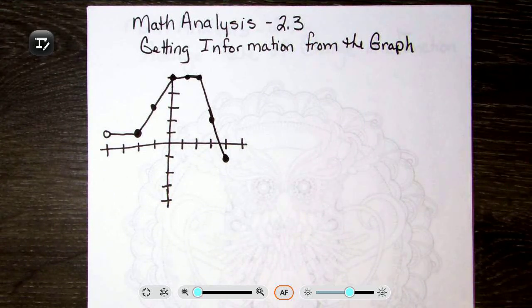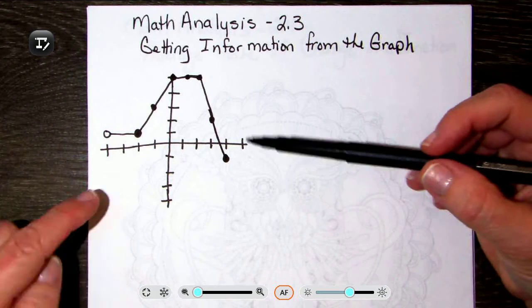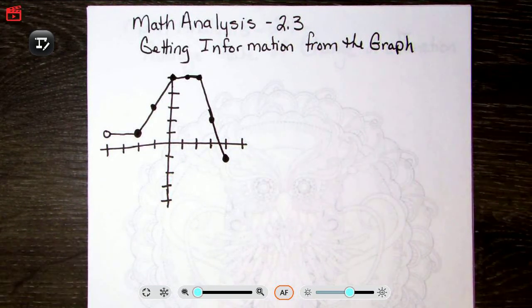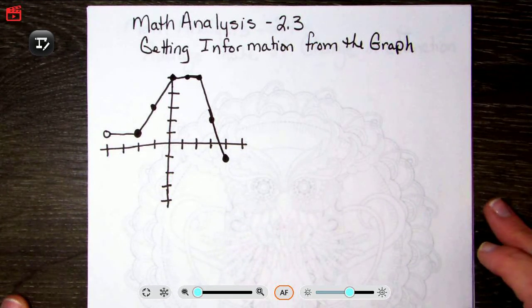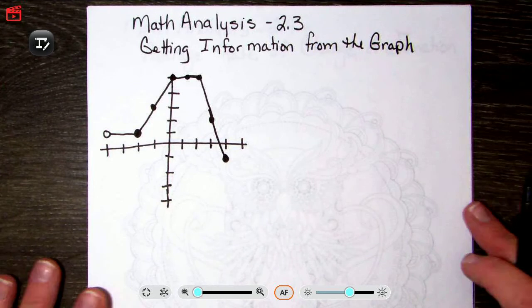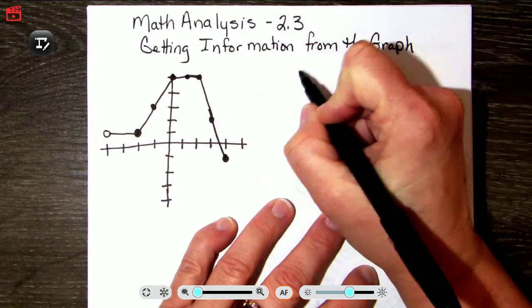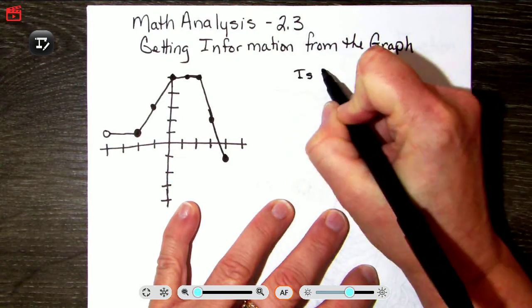Hi everyone, this video is going to take us through section 2.3, which is getting information from the graph. So given a graph of something, how can we gather information, making sure we understand the language that we're starting to get used to, our language of functions. And the first thing I want to ask though is, is this a function?